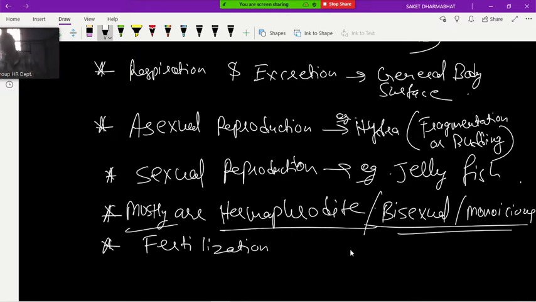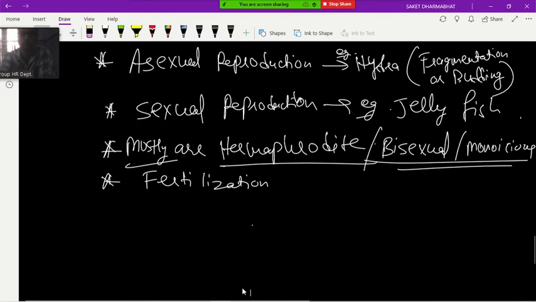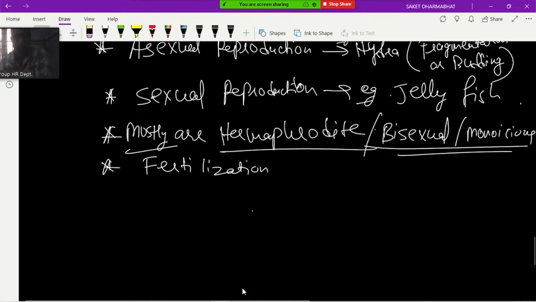In human, the male individual is different, the female individual is different. But in the hermaphrodite, male and female reproductive organs are found in the same one individual only. Jellyfish is also hermaphrodite. Hermaphrodite can also do sexual reproduction, because another organism can also be hermaphrodite, so they can exchange the gametes. You know some hermaphrodite animals, for example, tapeworm.